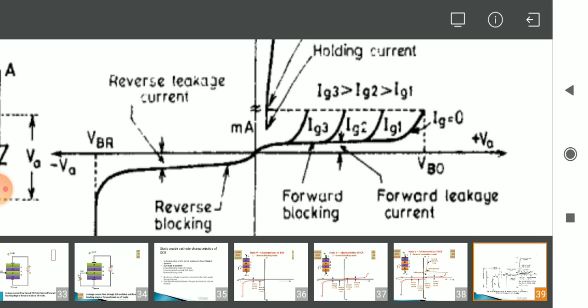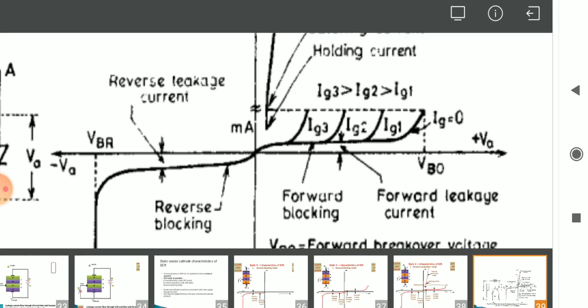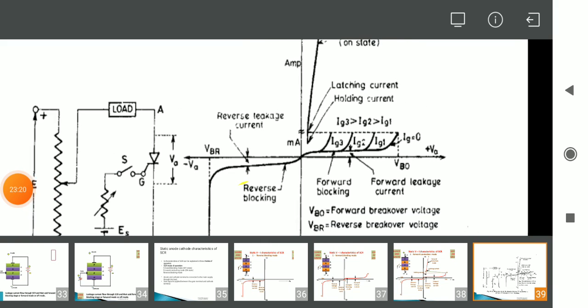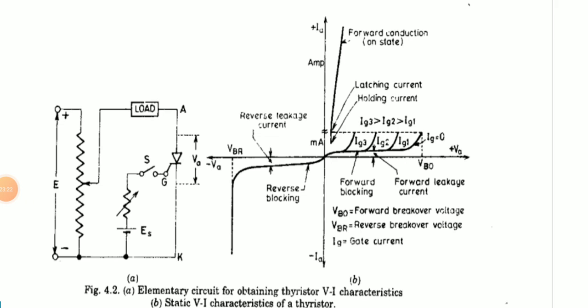If a more gate pulse is applied, then the voltage which we need to increase across the SCR will be less. If there is no gate pulse, then we can still turn on the SCR by increasing the voltage up to VBO. This is about the forward conduction mode, reverse conduction mode, and forward blocking mode.